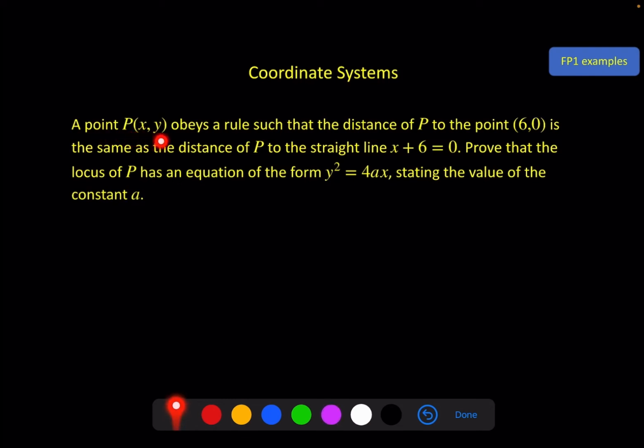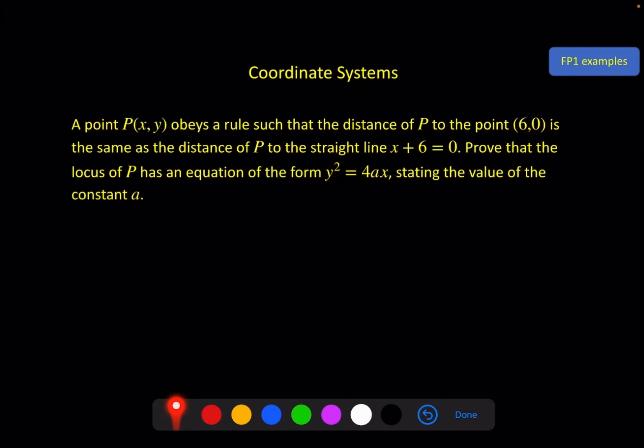A point P, (x, y), obeys a rule, so this is telling us it's a locus, such that the distance of P to the point 6, 0 is the same as the distance of P to the straight line x plus 6 equals 0. So straight away from the context of the question and the information it's given, we know it's a parabola with a equals 6. But we need to prove that the locus of P has an equation of this form, stating the value of the constant a. So what we've done so far is to say that it is this, and a is 6, but now we need to prove it.